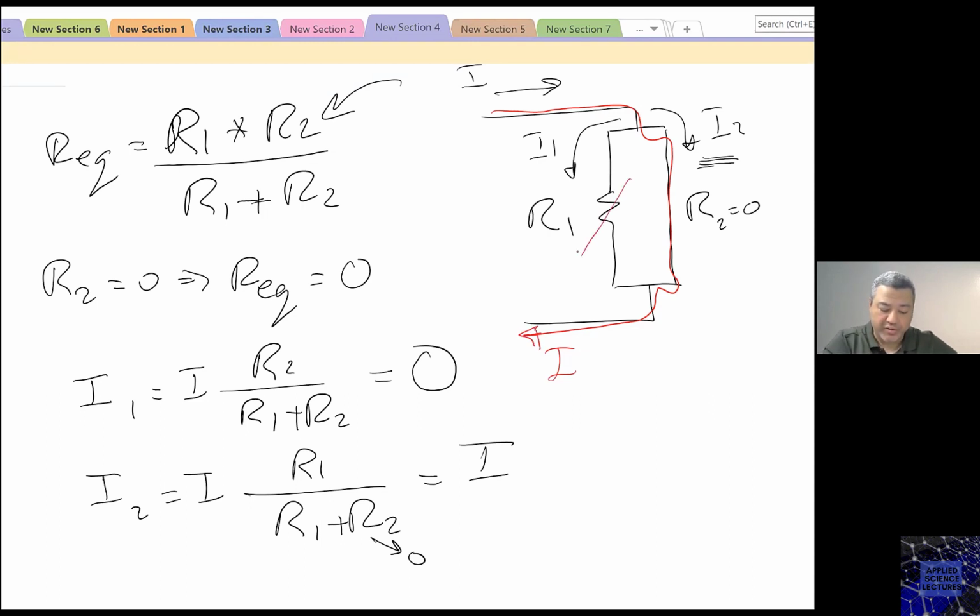And no current is going into this resistor. In other words, once there is a piece of wire that is shortening out a component, there will be no current going into that component that was shortened. Okay, that's great. Now back to our example here.